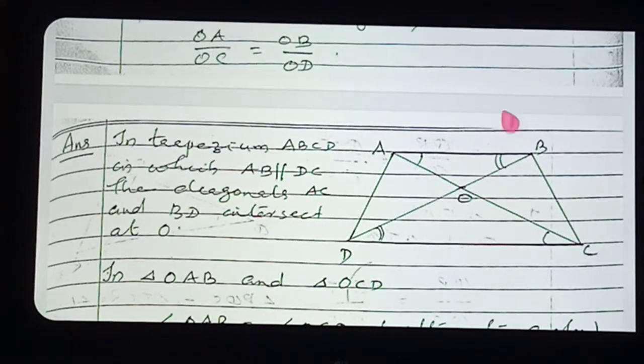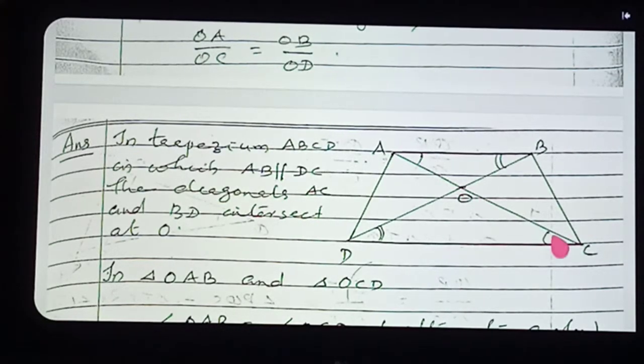So in trapezium ABCD, already given AB is parallel to DC, and the diagonals AC and BD are intersecting at the point O. Therefore, which triangle are we taking? OAB. Clear? OAB I have taken. So just the opposite way, you take OCD. Are you clear? OAB taking, then you take OCD.